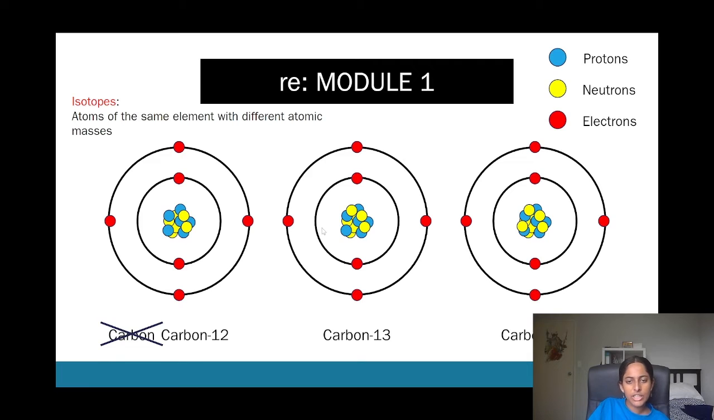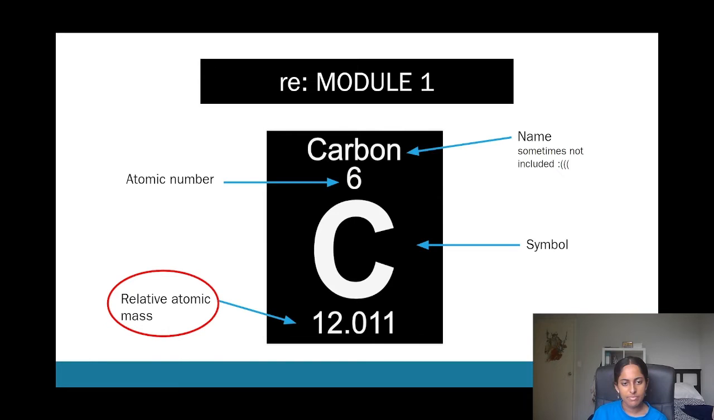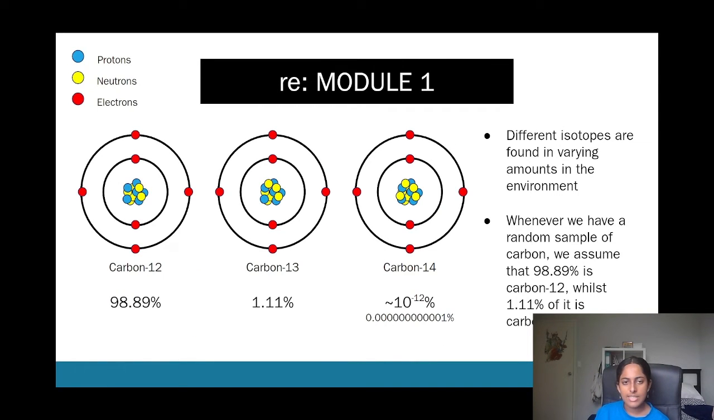Note, however, the only thing is changing is the neutrons. It's not changing the number of protons or the number of electrons. So in isotopes, remember that only thing that changes is the amount of neutrons that you have within your nucleus. And really, in reality, what we do is that we combine all the different isotopes, their masses and their percentages, to create the relative atomic mass that we have. And remember that in a sample of carbon, we don't just have all of it being carbon-12. Most of it, which is around 98.989%, is carbon-12, and a bit of it is carbon-13.